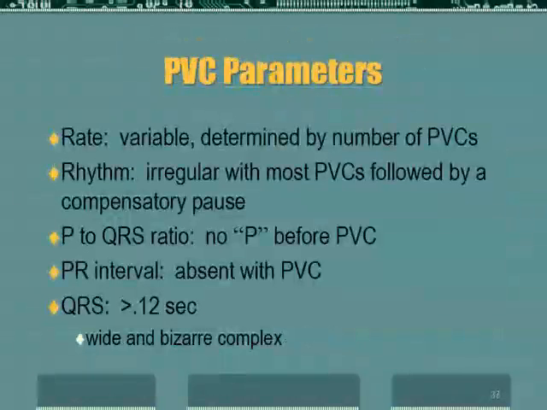Parameters: the rate is going to be determined by the number of PVCs. The rhythm may look very irregular because PVCs are typically followed by a compensatory pause. There's going to be no P wave before the PVC because it's coming from an ectopic focus. The PR interval is going to be absent during the PVC, and the QRS is going to look very wide and bizarre and be greater than 0.12 seconds, so it's way over the normal parameters.